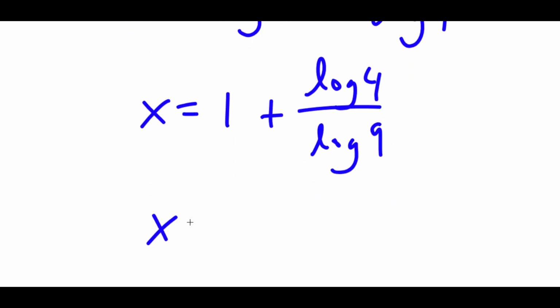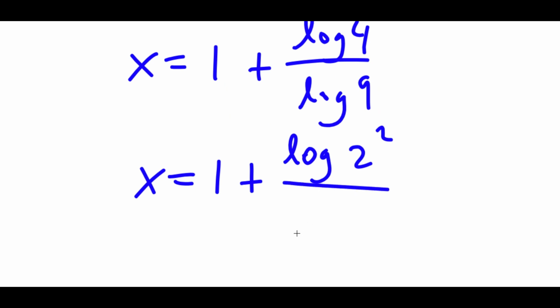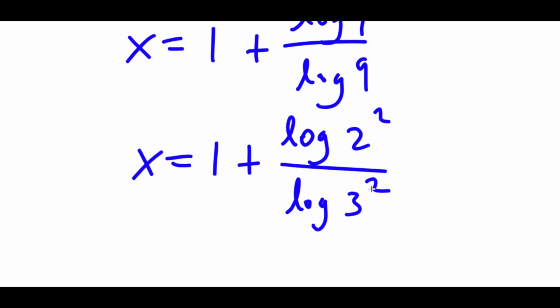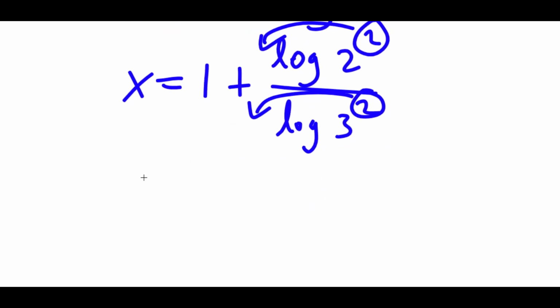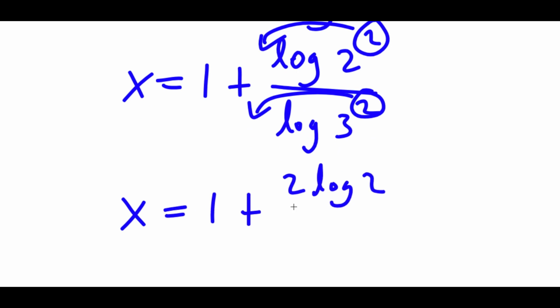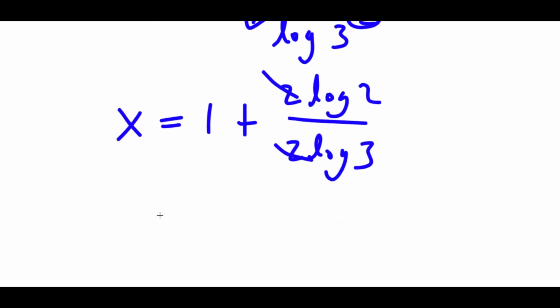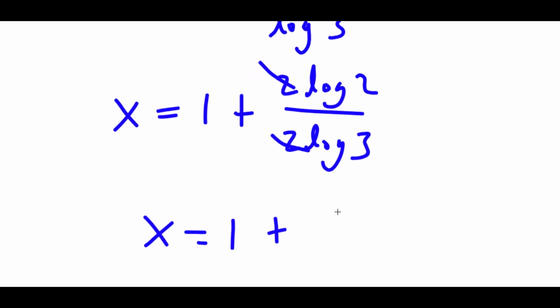And 4, that's the same thing as 2 squared. So I get 1 plus log of 2 squared over log 9, this is 3 squared, so log of 3 squared. And remember, if I have something in the form log a to the power of b, I can move b to the front. So now I have x is equal to 1 plus 2 log 2 over 2 log 3. These two 2's cancel out, so I get x is equal to 1 plus log 2 over log 3.